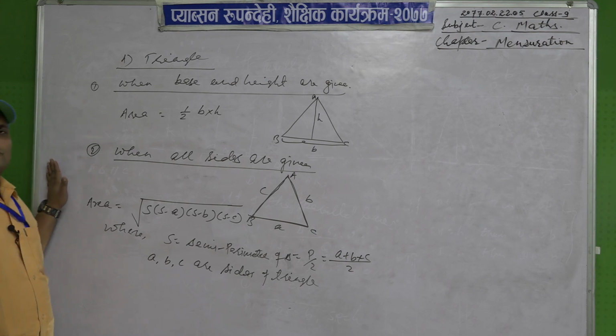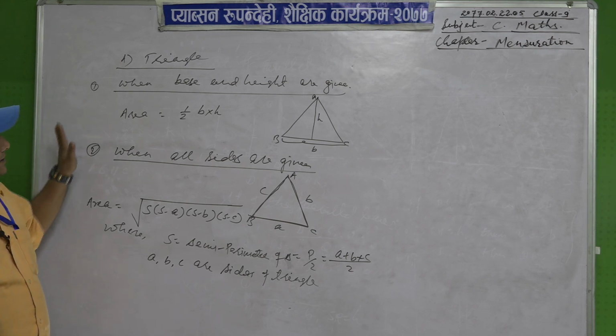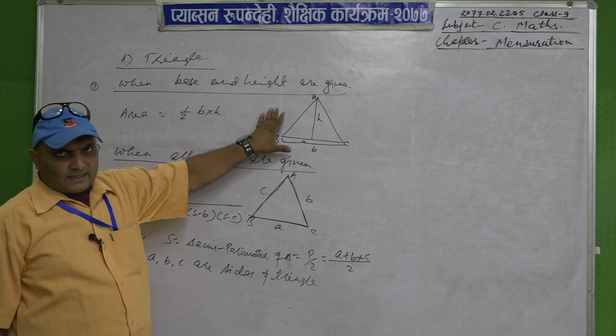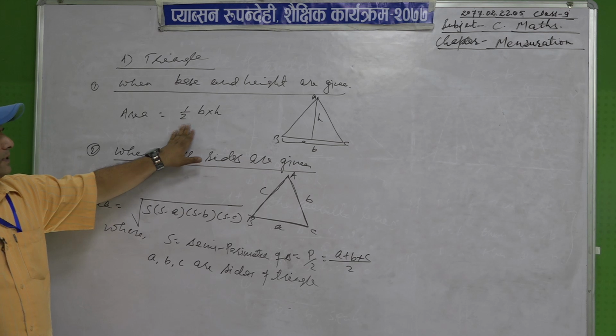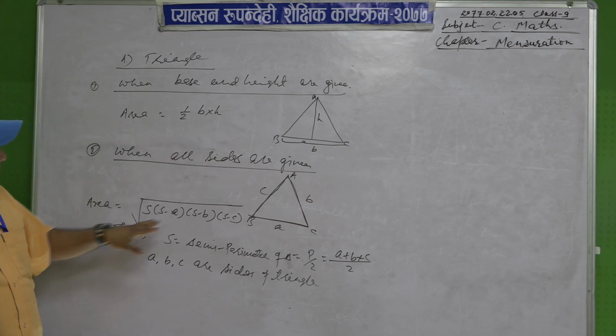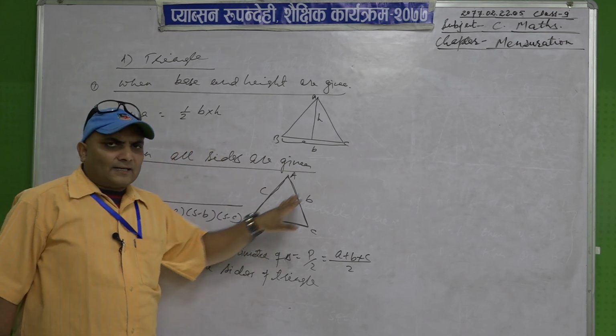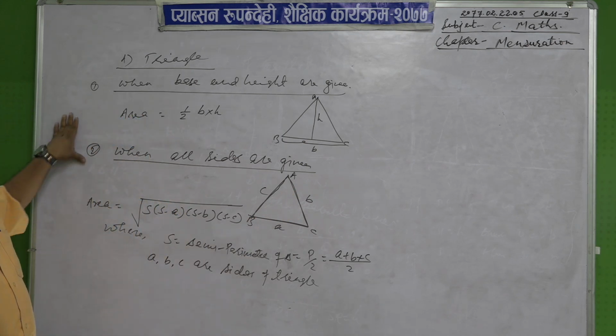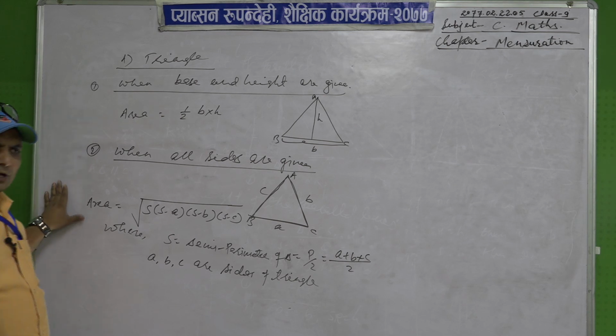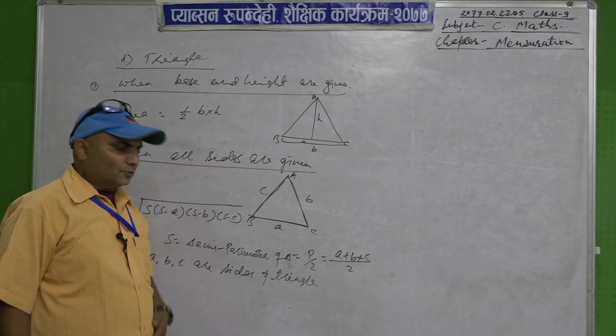These are the two basic formulas to find out the area of the triangle. When base and height are given, we use this formula, 1 by 2 base into height. When we are given the values of all sides of the triangle, we use this formula. With the help of these two formulas, we can make further formulas also.